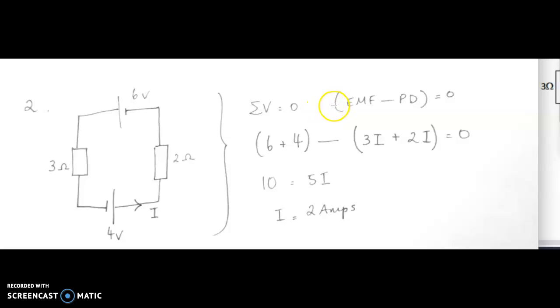So we've got 10. If now we consider the potential difference, the PD, we need to consider the current, I, times 3. Now the current, I, is moving in the same direction as we are, so it's positive. So our PDs, once again, are 3I plus 2I, which gives us an EMF of 10 and our PD of 5. When we do the math, we end up with 2 amps.